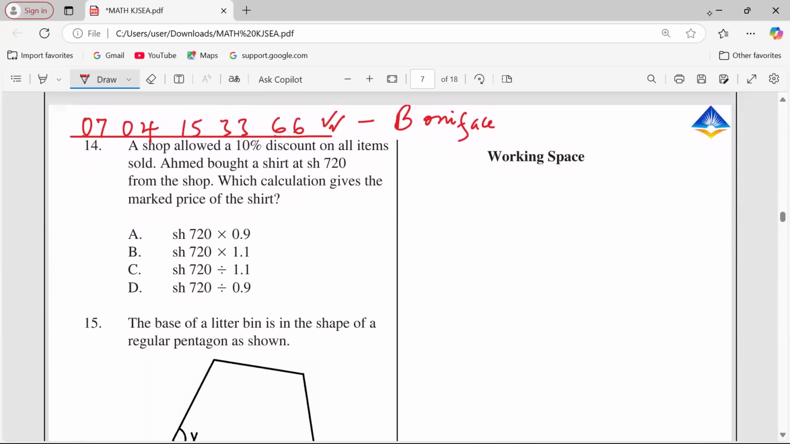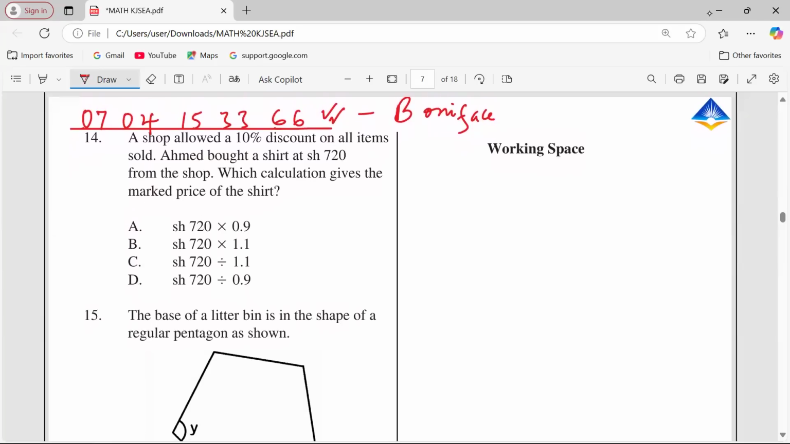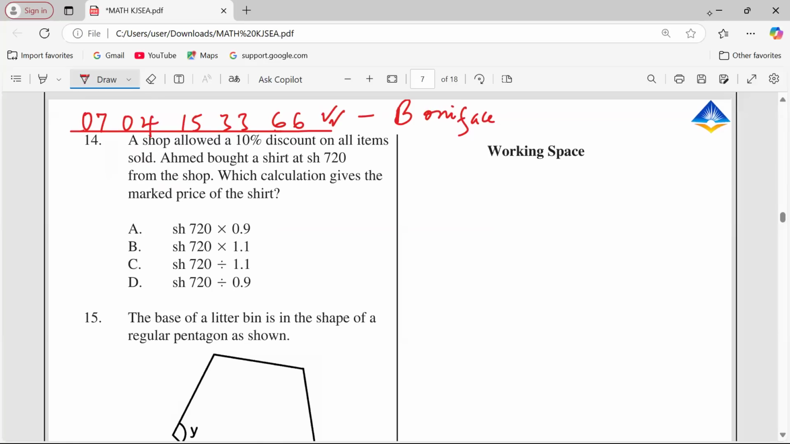Look at number 14 now. A shop allowed a 10% discount on all items sold. Hamid bought a shirt at 720 from the shop. Which calculation gives the marked price of the shirt? So the discounted price of the shirt is 720, which means due to the discount allowed, which is 10%, we have 720 as 90%.